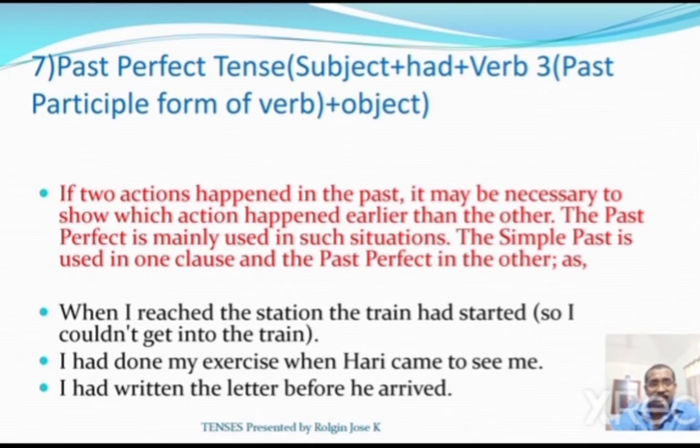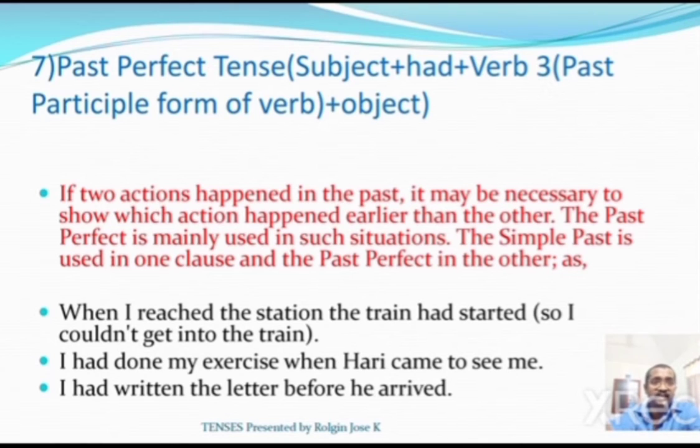The uses. If two actions happened in the past, it may be necessary to show which action happened earlier than the other. The past perfect is mainly used in such situations. The simple past is used in one clause and the past perfect in the other. As when I reached the station, the train had started. Which action happened earlier in the past there? The train had started, then only I reached the station. As a result, what happened? I couldn't get into the train.